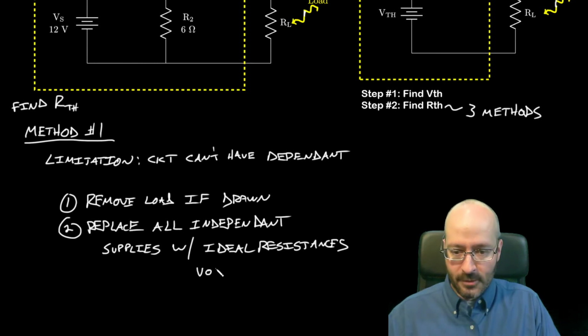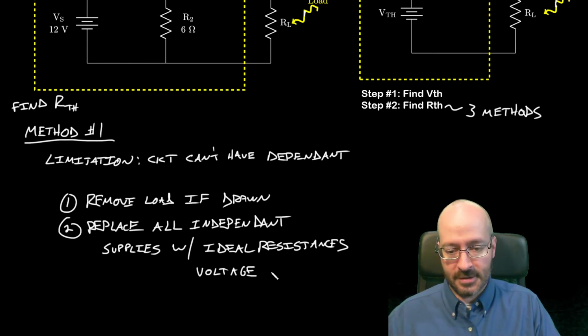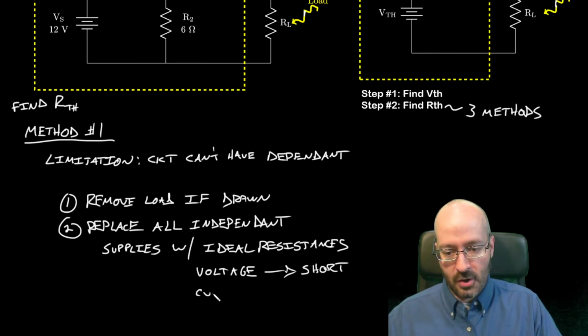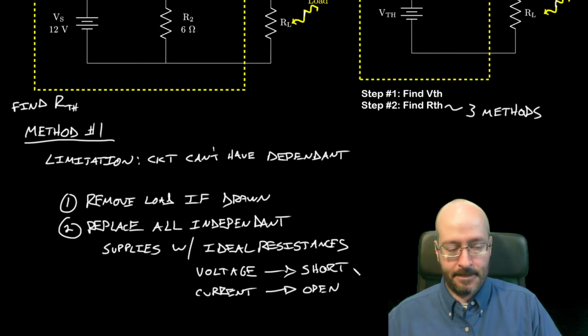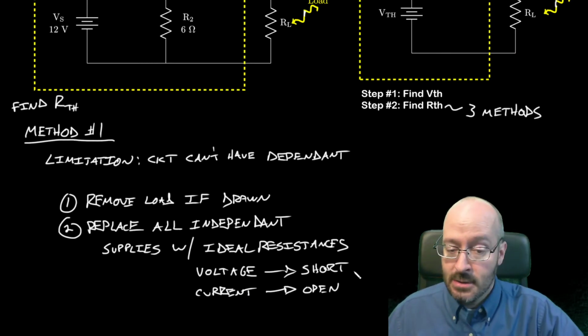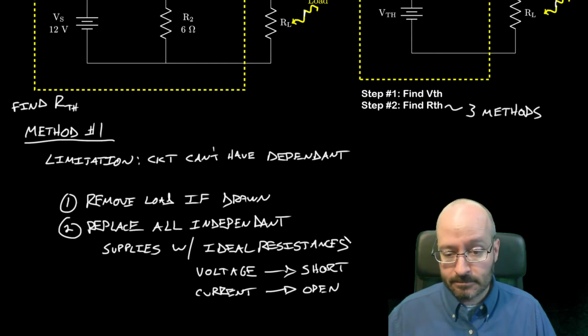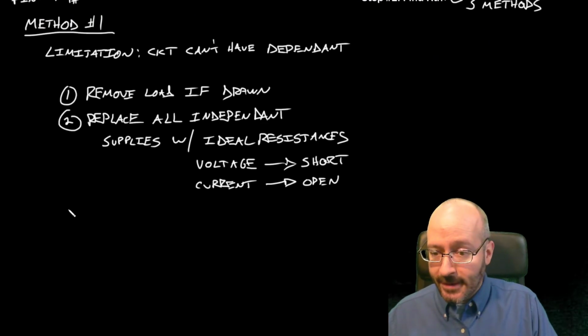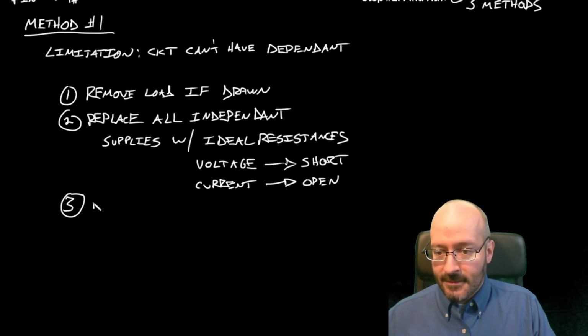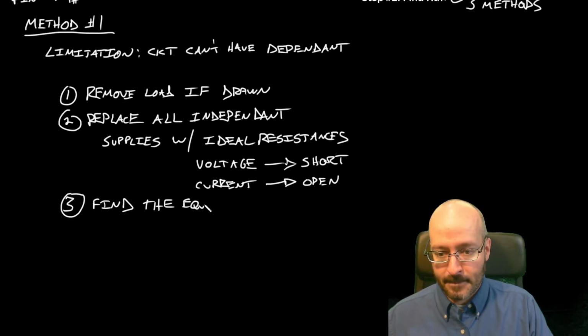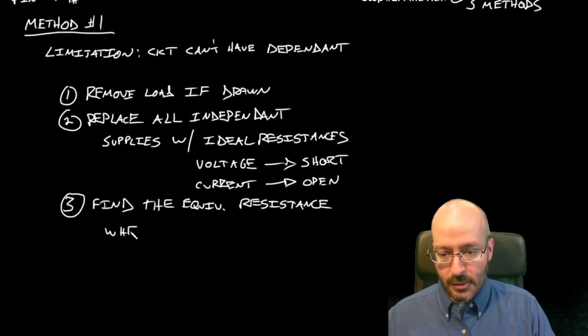Okay, so a voltage supply becomes a short, and a current supply becomes an open. Not bad, huh? Okay. Almost there. And then we got to go do it, right? Find the equivalent resistance where the load was connected.